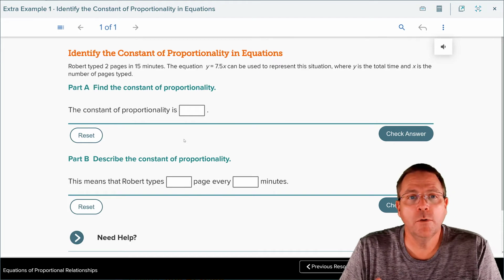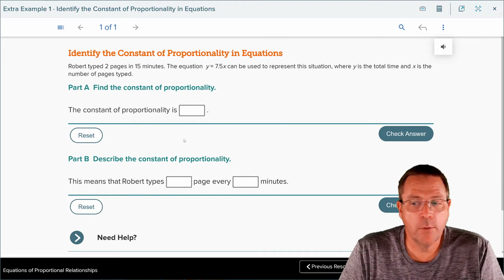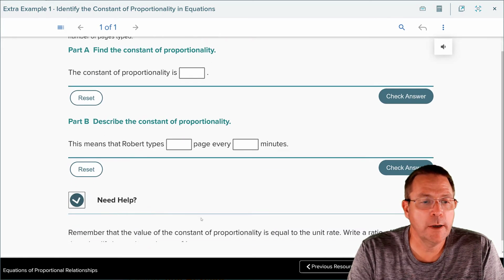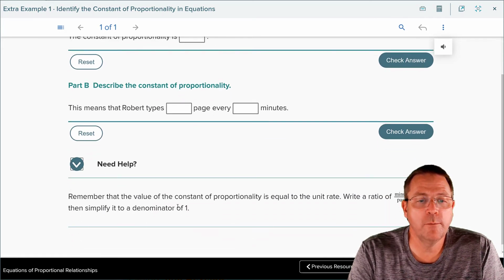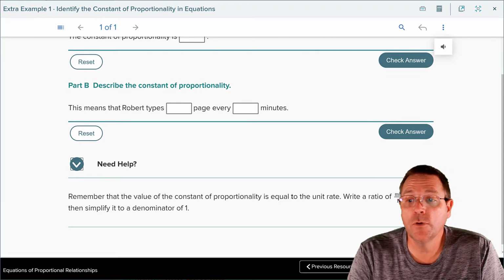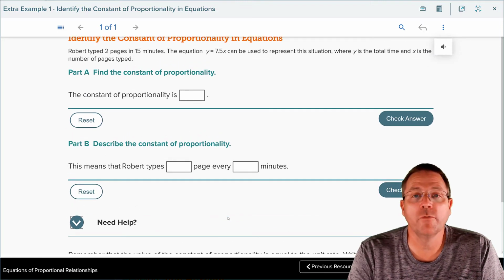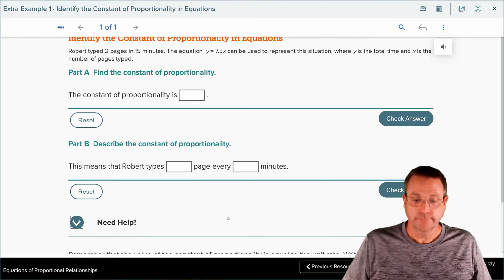Now, I want you to pause the recording, and I want you to work through this problem. If you need some help, we got a need help section right here that says, remember, the value of the constant of proportionality is equal to the unit rate. Write the ratio as pages over minutes and then simplify the denominator to 1. Pause your recording and solve this problem, checking your answers.